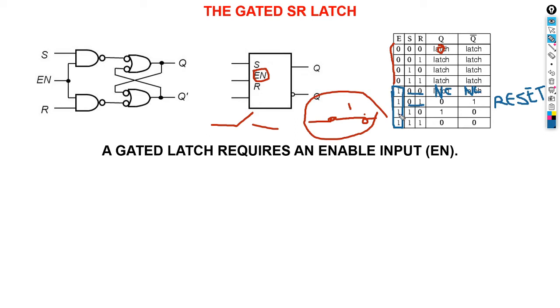Then when you come here, you say my enable is at 1. Then I check here, I see 1 on the set and 0 on the reset. It means what? It means set. And once you look again, you see on your gate it's 1, and then you see 1, 1. It means what? Invalid.